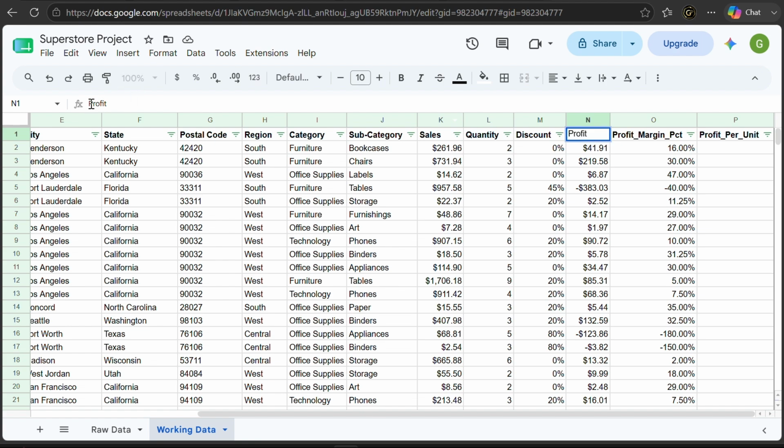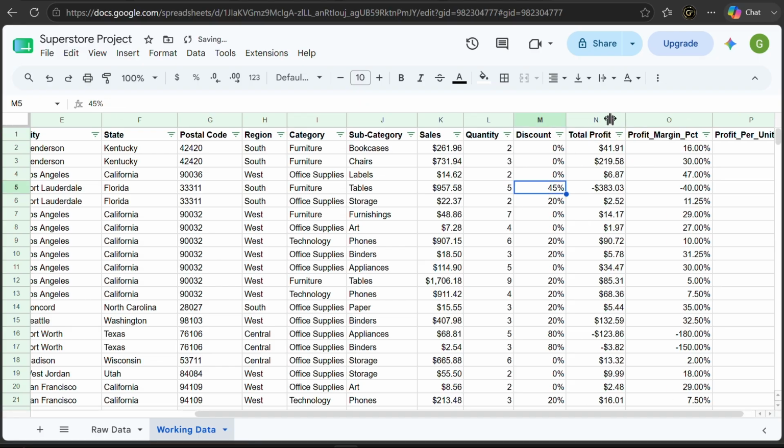So I'm just going to rename it total profits. Yeah, I think this makes more sense. And then for the sales, I'm going to rename it total sales. So that is going to make more sense to us. Like, what does it say? Is it total sales or per unit sales or what have you?